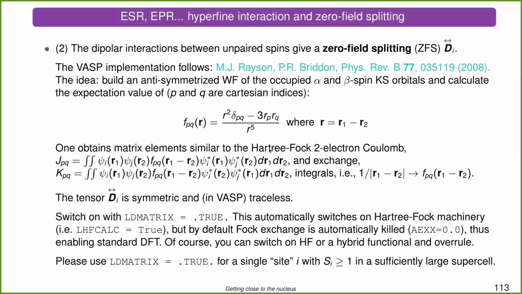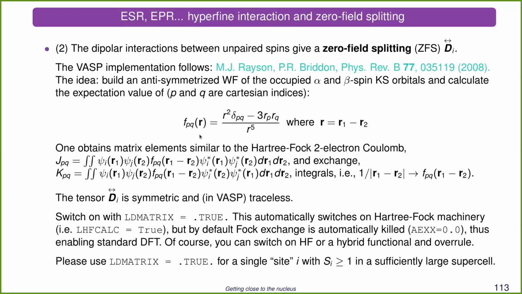And you see, we have to calculate something dipolar. That's this form again. And we built now an anti-symmetrized wave function. That's the idea. Of the occupied alpha and beta spins. So we satisfy Pauli and calculate the expectation value of this operator. And then you get expressions that are Coulomb-like, like in usual Hartree-Fock, which are also indeed called J, and which are exchange-like. So you see here the exchange R1 goes to R1 and R2 goes to R2 in the orbitals.